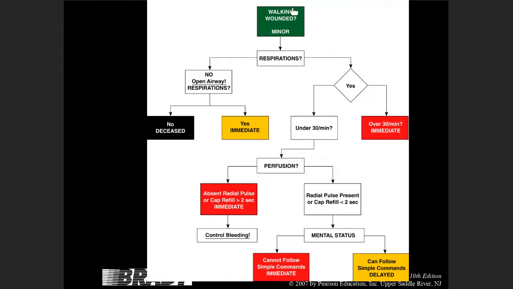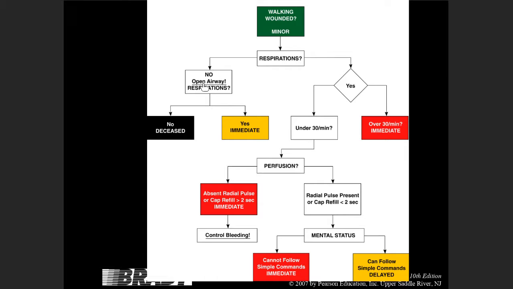So if you come on the scene, anybody who's walking around, they're minor. They already go out the door. They go across the street and they wait for the next unit to come and reevaluate them. You check their respirations. No respirations, open up the airway, throw in an OPA. If they do not breathe spontaneously, they're black tag, they're deceased. If they start breathing, immediate. Don't have to count, just immediate, because obviously they weren't breathing before you opened up the airway.